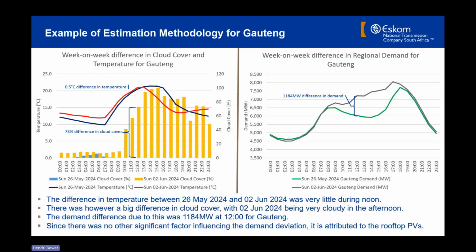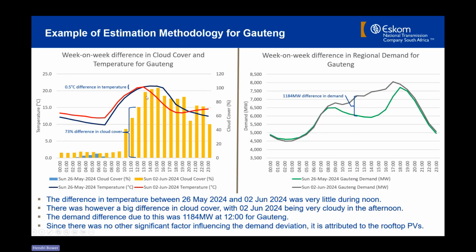What I did is I compared the 26th of May against the 2nd of June of this year, so 2024. Looking at what was happening with the temperatures, looking at what was happening with the cloud cover, and seeing what is the impact at regional level on the demand. Now, as we can see at noon on that day, during the latter parts of the day, there was a deviation in the temperatures as more and more cloud cover came in.